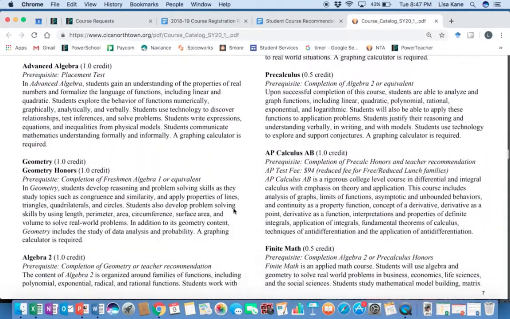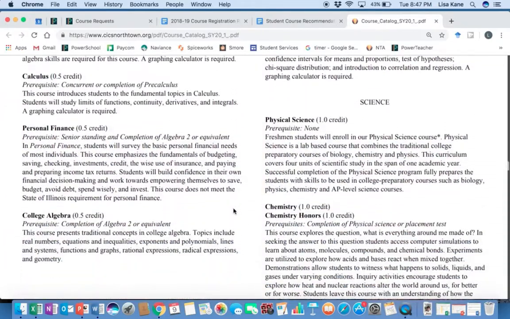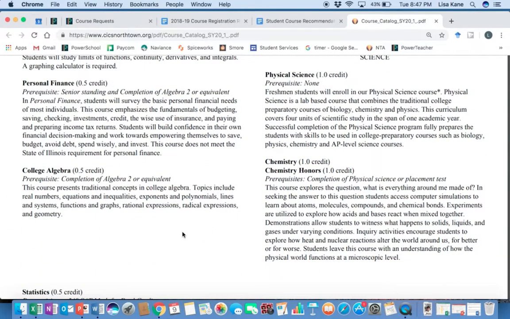In math, I want to talk a moment about the different kinds of math classes you could take. Beginning with college algebra. If you're planning to go to community college, then you may want to consider taking college algebra. This will be a good course to give you the skills you need in Algebra 1 and Algebra 2 in order to pass the placement test going into community college.